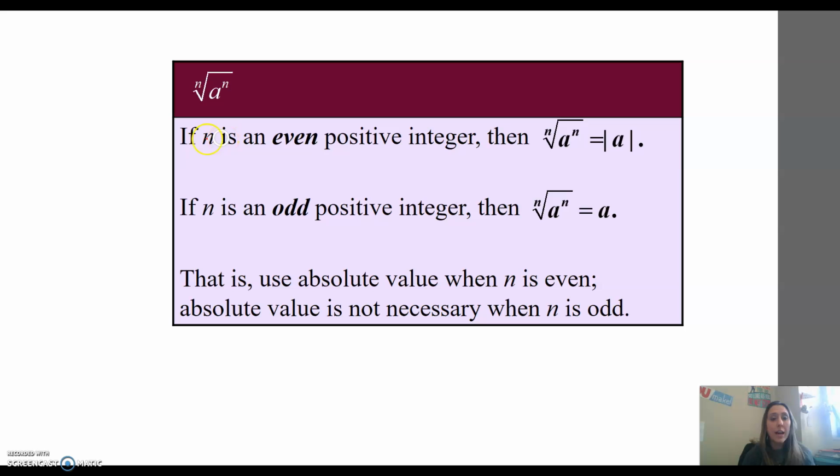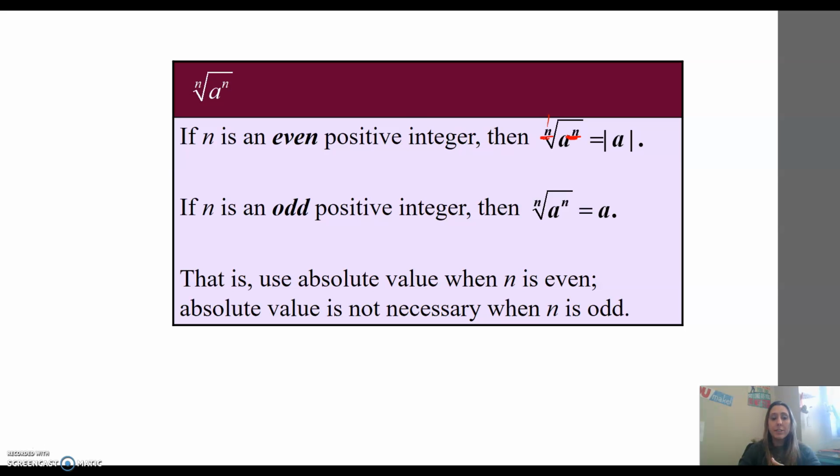If your n is even and positive, so we're looking at both this number and this number, then your answer is going to be the absolute value of a. But if it's odd, so if this number and this number are odd, then we're just going to have an answer. So when your index is even, absolute value. When your index is odd, absolute value is not necessary because you could have a negative answer.